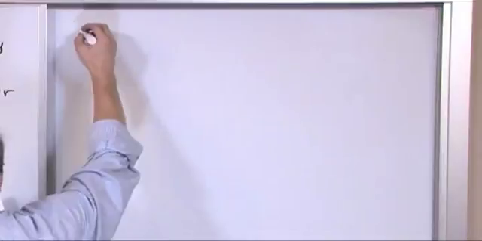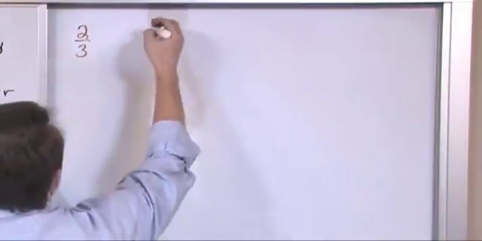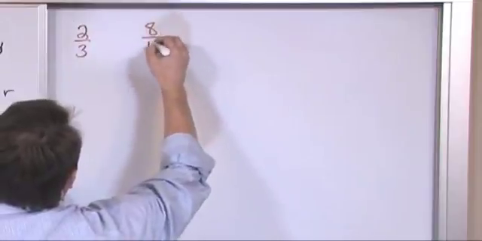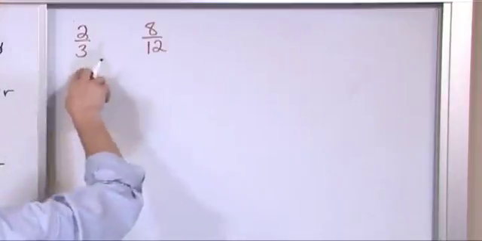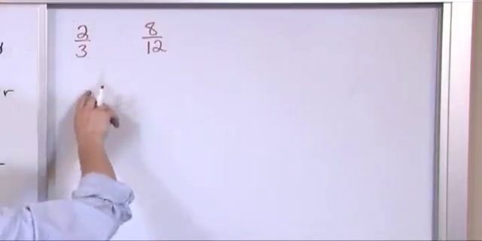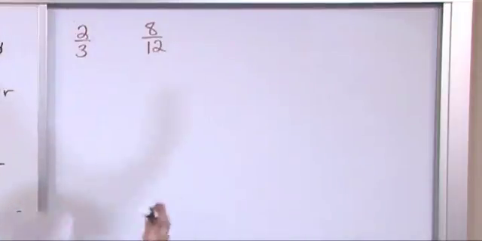So let's say we have a fraction 2/3, and we have a fraction 8/12. I would like to find out if these two fractions are equal. Now, I could draw this fraction, cut it into 3 pieces and shade it, take 2 of the pieces away. I could cut this pizza into 12 pieces and take 8 of them away, and look at what I've shaded, but I don't want to do that. I want to figure it out by math.